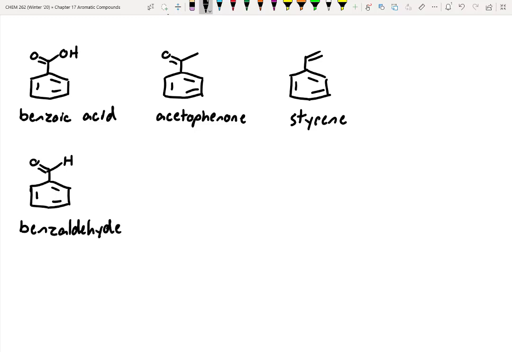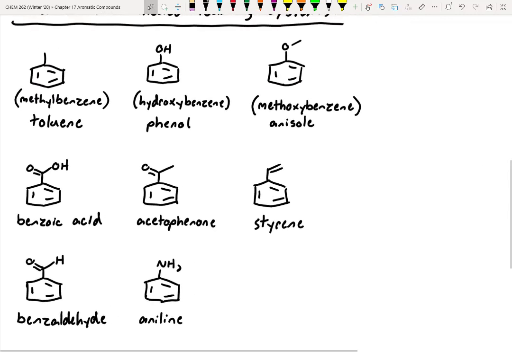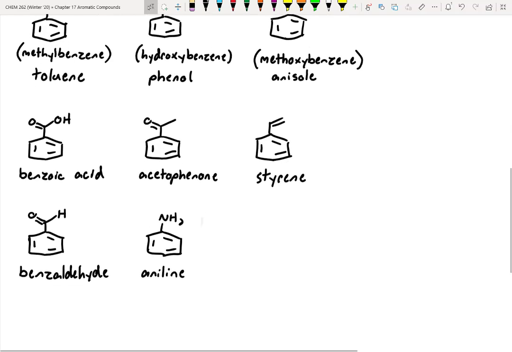Another common parent. There's also one where you have an NH2 or an amine coming off. This is called aniline. It's a common reagent in organic chemistry. Students oftentimes get anisole and aniline mixed up, so make sure that you're really comfortable distinguishing between those two because it's an easy mix-up with the naming conventions.